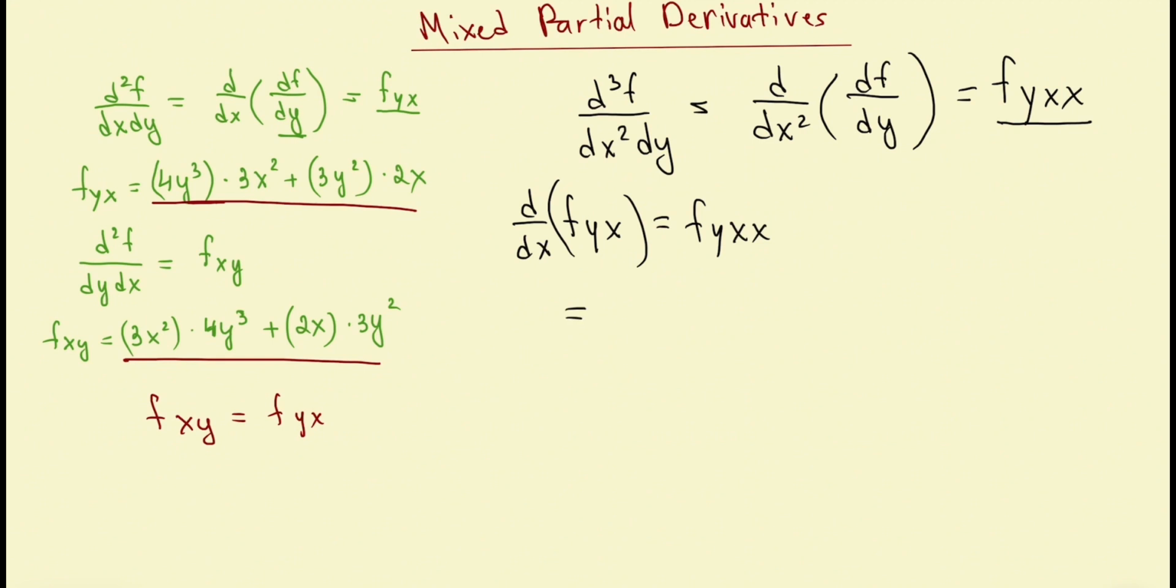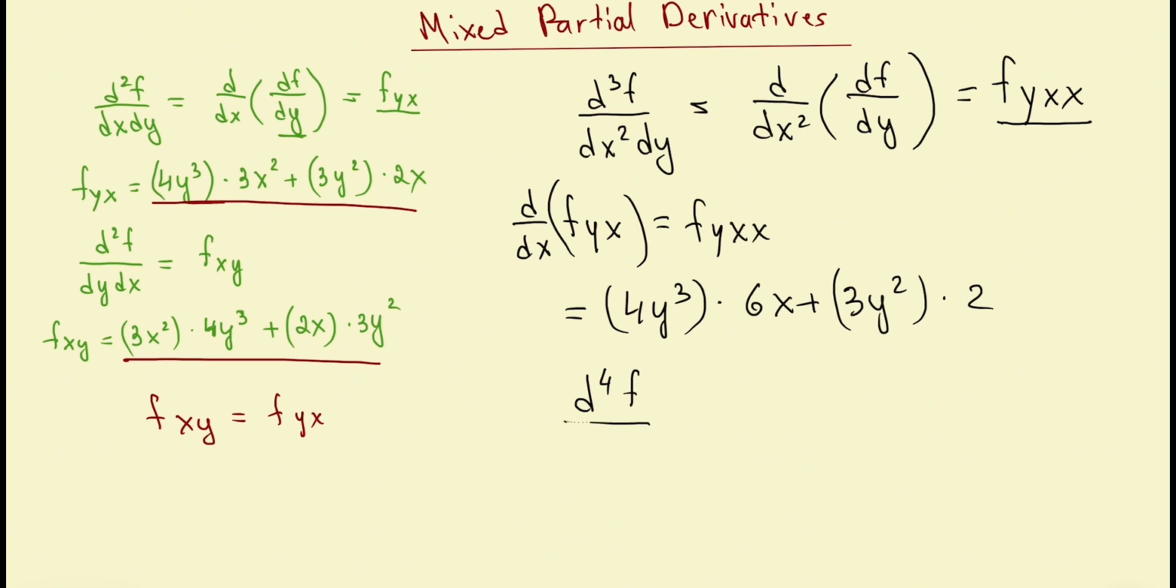So this would equal to 4y cubed is going to be our constant, times derivative of 3x squared is going to be 6x, plus 3y squared is the constant. Derivative of 2x is 2. The rest is simplified. We could also find this derivative as many times as we want. We could find it 4 times, for example. We could find the derivative with respect to x 2 times, also with respect to y 2 times. And this could be written as f of y xx, and so on.